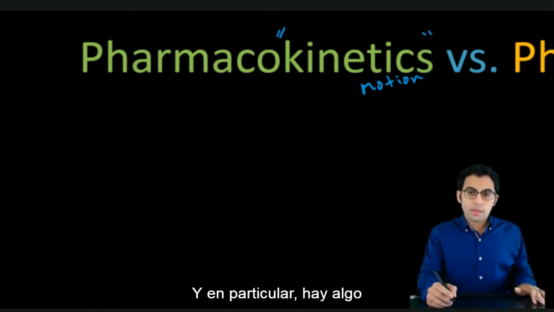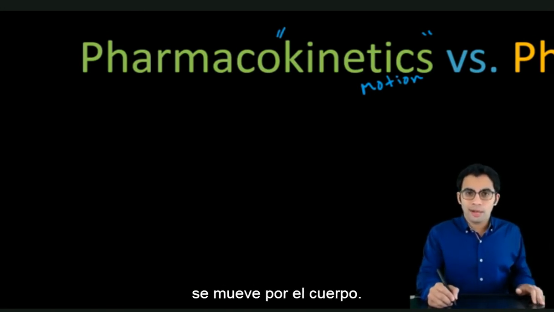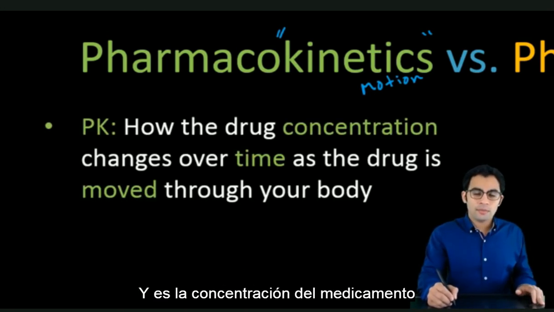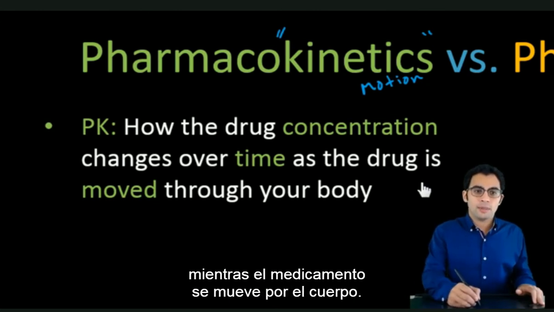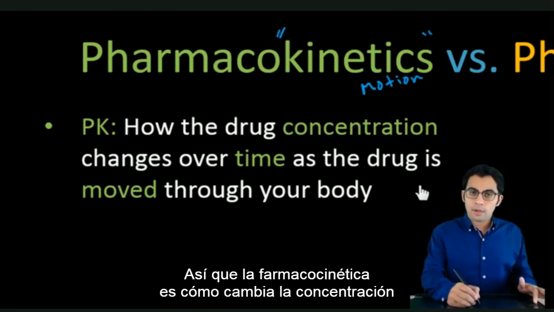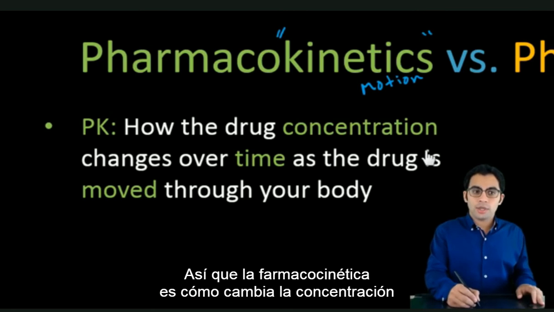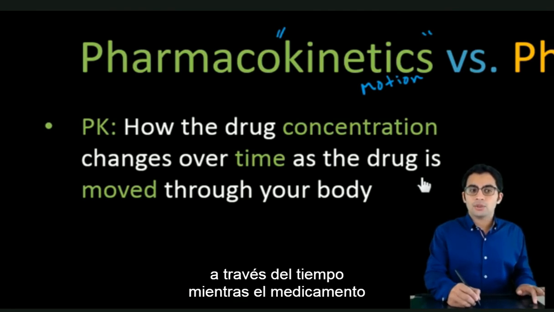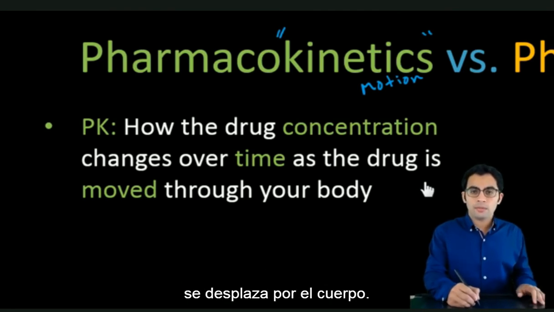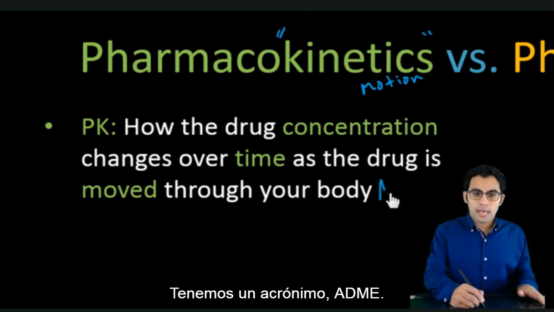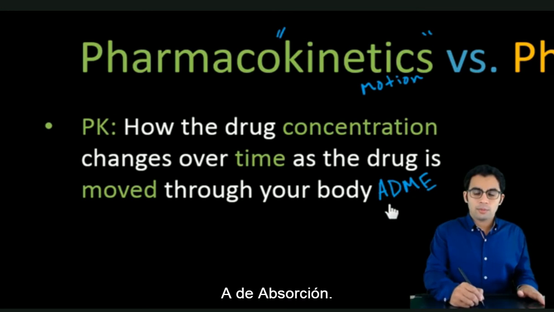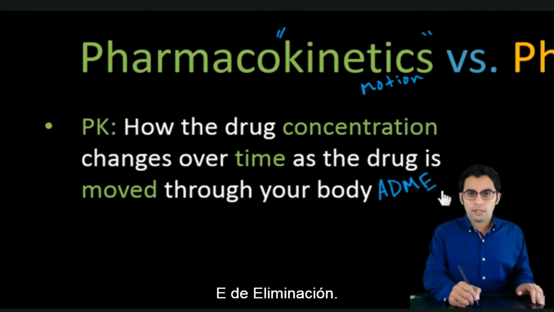And in particular, there's one thing that we care about when this drug is moved through your body, and that is the concentration of that drug. And how the concentration of that drug is changing as a function of time as that drug is being moved through your body. So pharmacokinetics is how the drug concentration changes over time as this drug is being moved through your body. And there are 4 phases to this movement. We give that an acronym. A, D, M, E. A is for absorption, D is for distribution, M is for metabolism, E is for elimination.